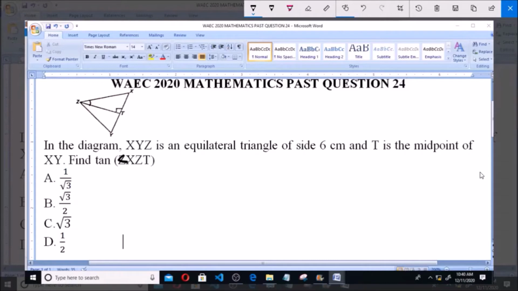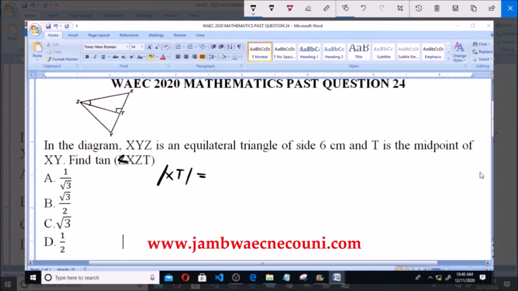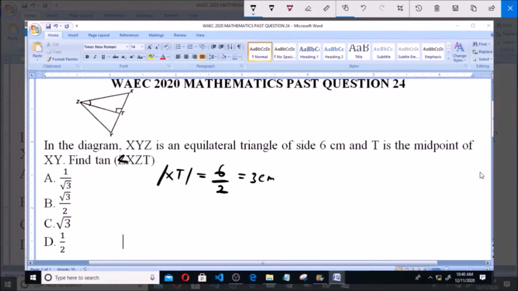Now, since this is an equilateral triangle, it simply means that all sides and all angles of this triangle are equal. So line XT, from here to here, since XY is 6 centimeter, that's the side of an equilateral triangle, XT will be equal to 6 centimeter all over 2, since it is half that line, and that is equal to 3 centimeter.